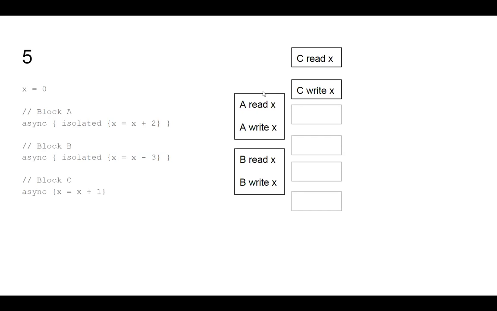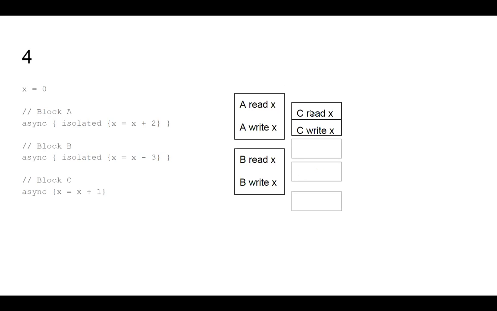It can happen before A has done anything. It can happen in the middle of A. It can happen between A and B. It can happen in the middle of B or at the end of B. So those are the 5 cases that can happen if C reads before A even goes. If C reads in the middle of A, between A's read and write, then there are 4 spots. It can write right before, right between the 2, right here, right here. So there's 4 of those.